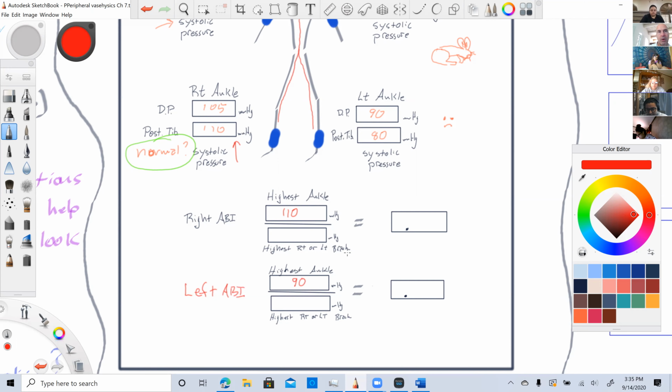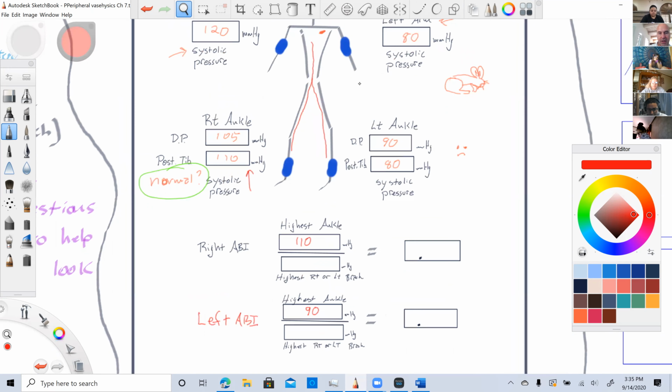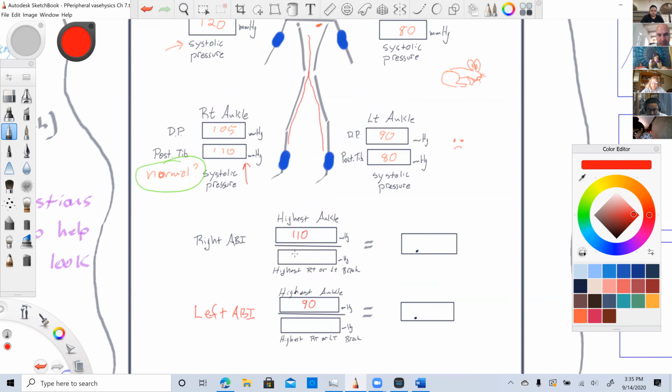Highest right or left. So we always use the higher of the two brachials. So in this case, it will be 120 and 120. So obviously 110 divided by 120 is going to be close to 1. So 110 divided by 120, 0.92. 0.92 is my ABI on the right. We'll look at what that means in a second.